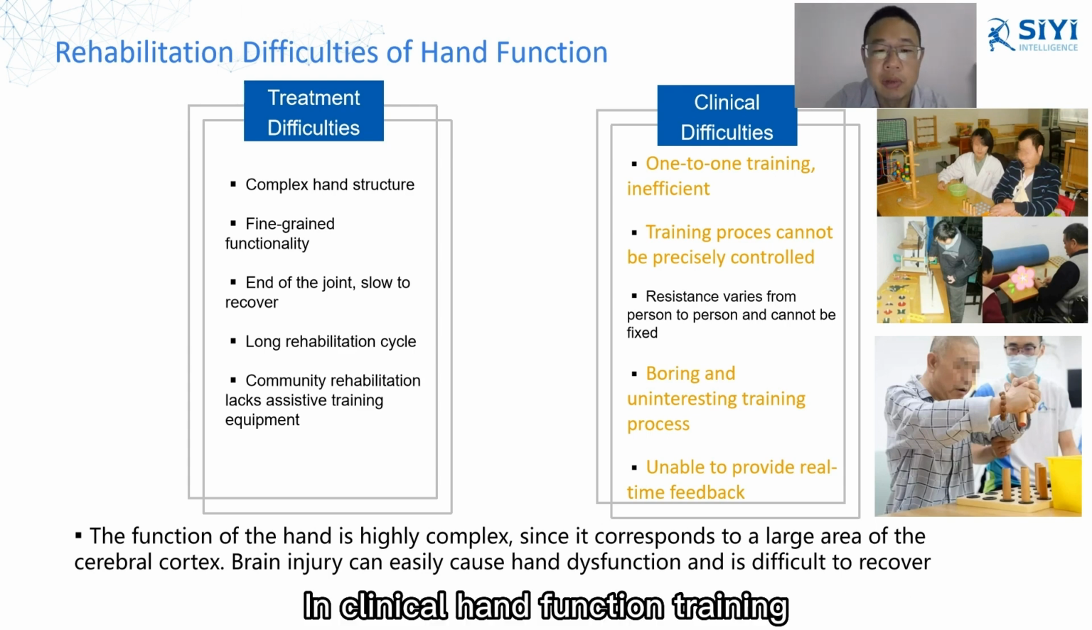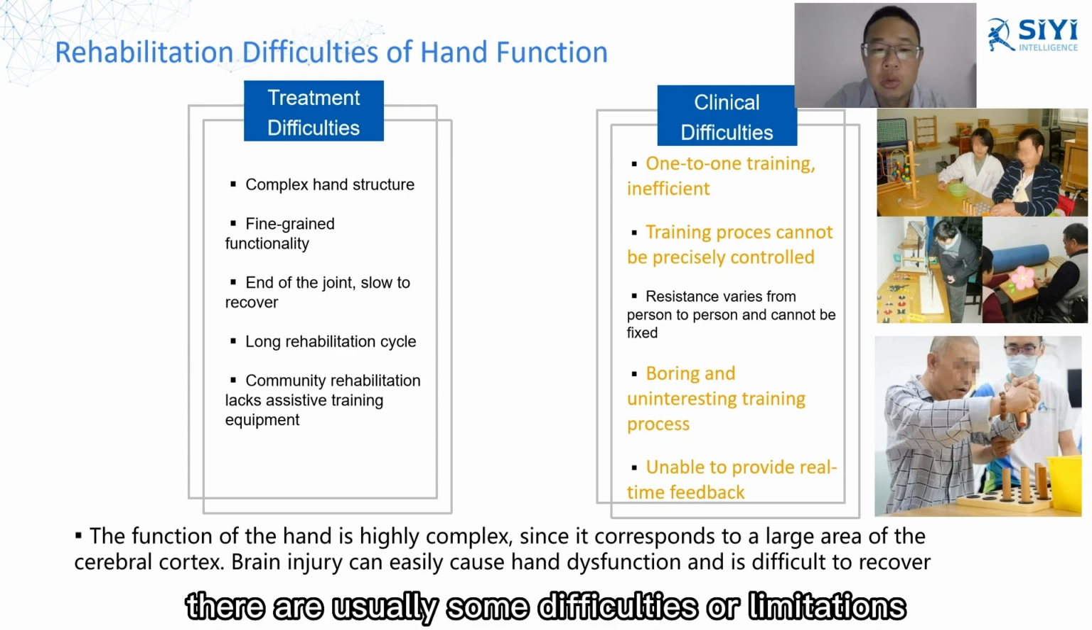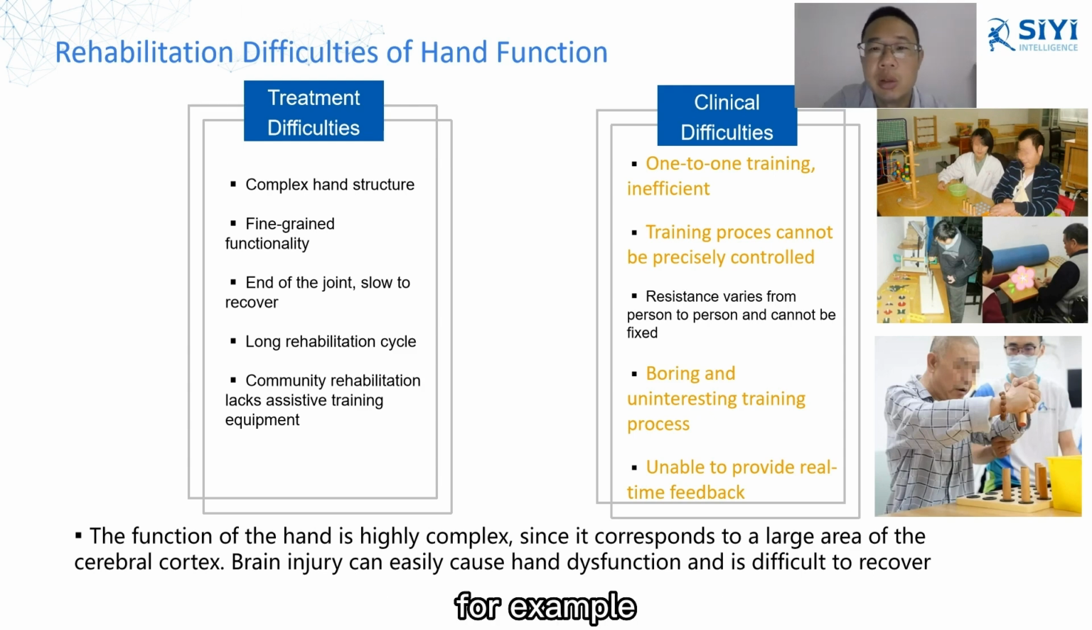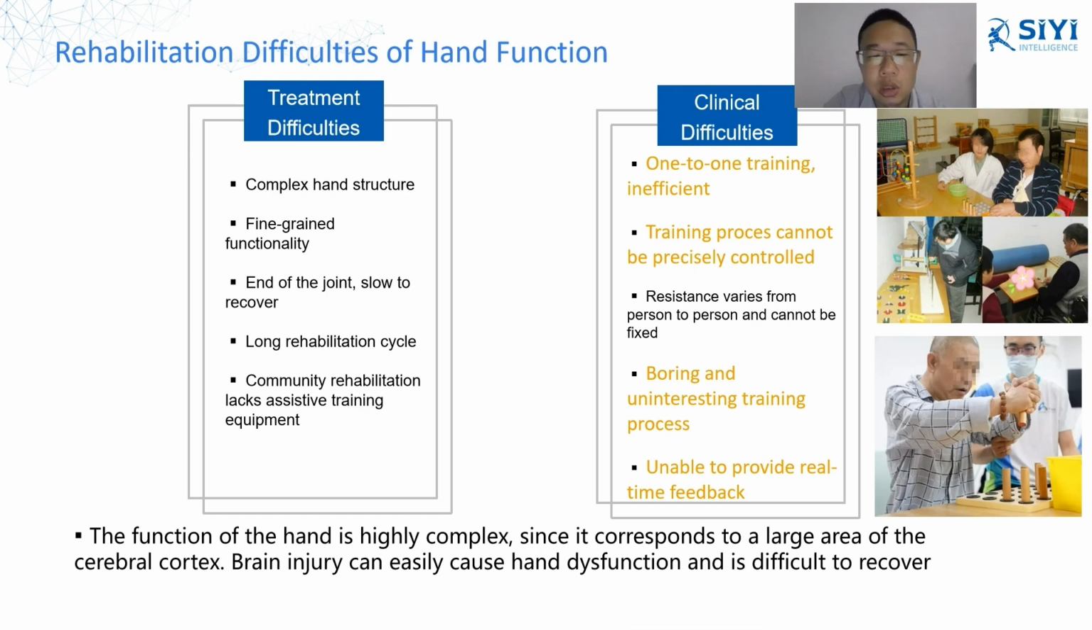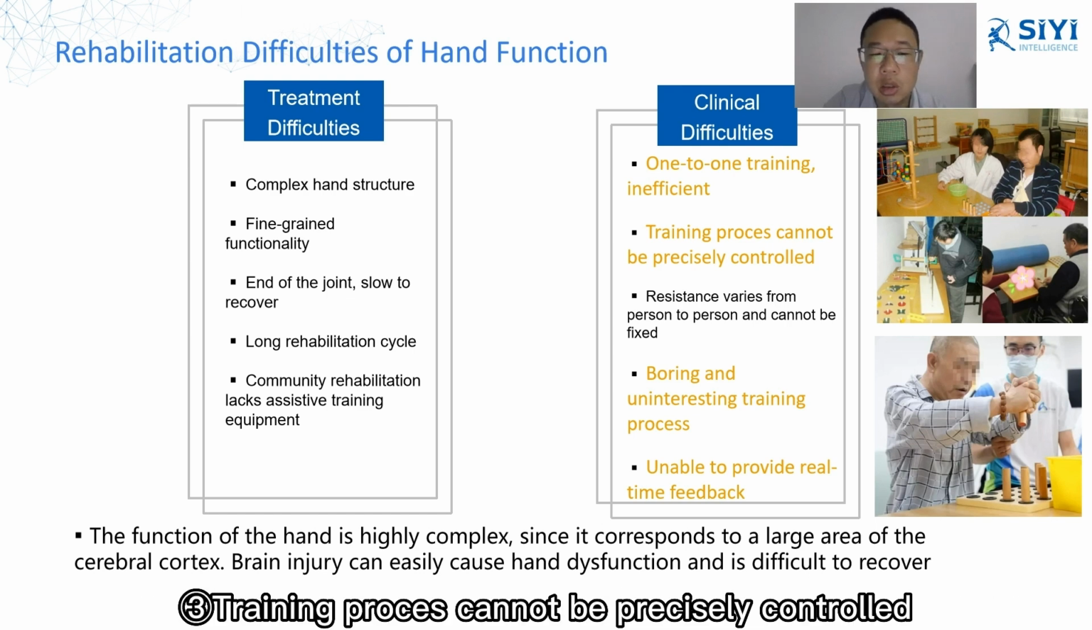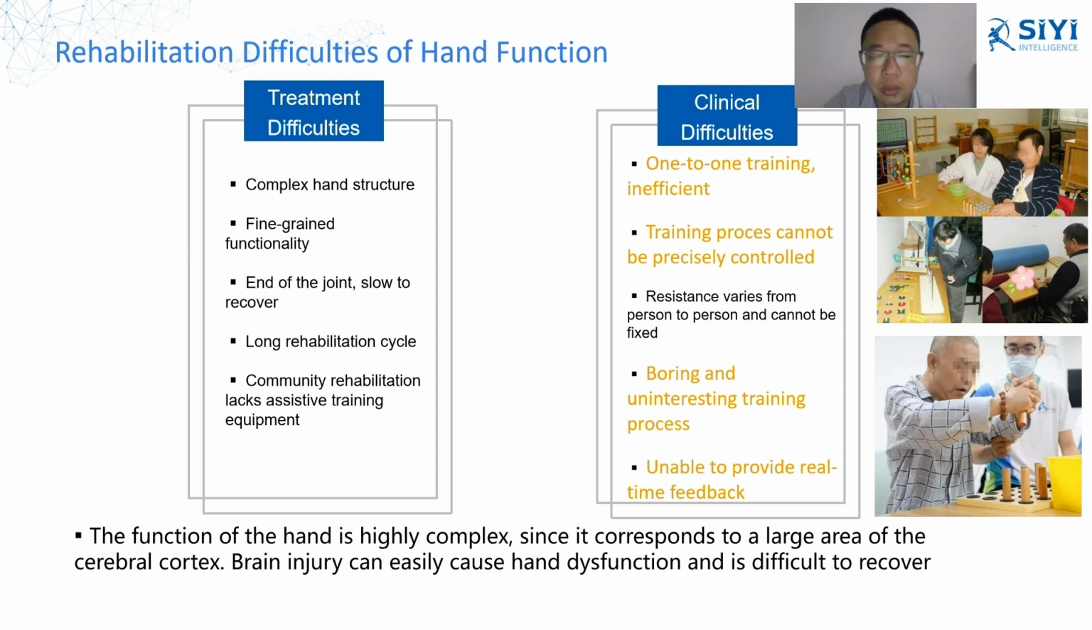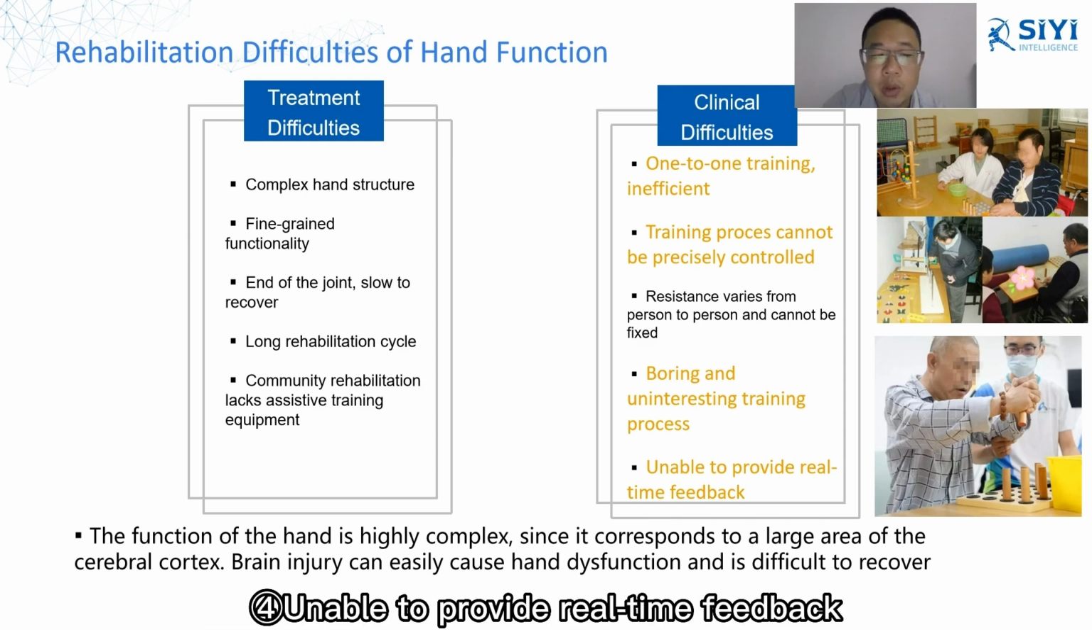In clinical hand function training, there are usually some difficulties or limitations. For example, first, one-on-one training is inefficient. Second, training process is boring. Third, training process cannot be preset controlled. Fourth, unable to provide real-time feedback.